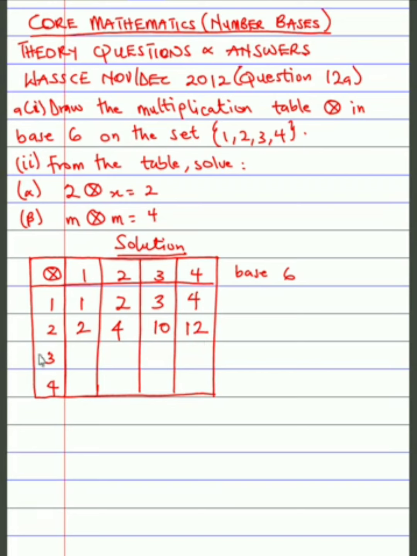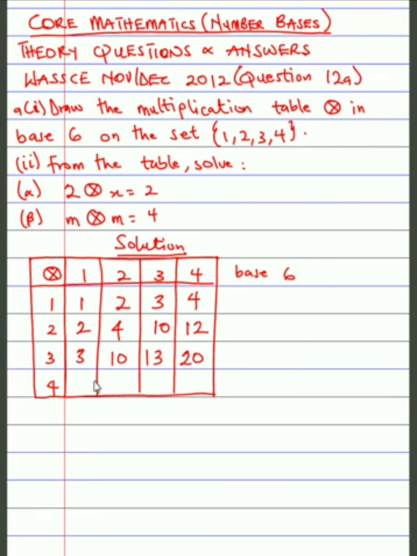All right. Now 3 times 1 gives us what? 3. 3 is less than 6. We write our 3. 3 times 2 is 6. 6 goes into 6, 1 remainder 0. So we have 10. Now 3 times 3 gives us 9. 6 goes into 9, 1 remainder 3. All right. Now 3 times 4 gives us 12. 6 goes into 12 how many times? 2, remainder 0. So we have our 20.